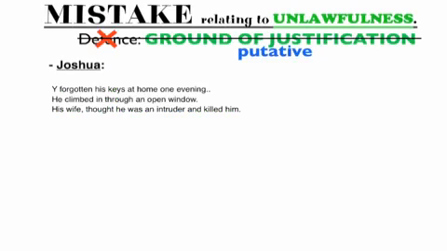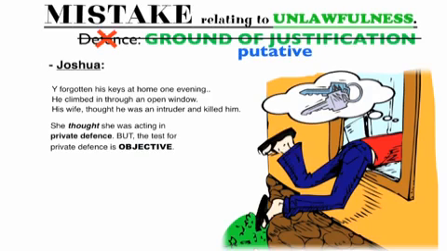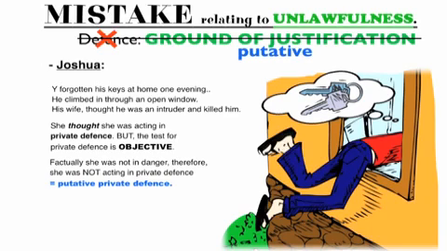In the case of Joshua, Y forgot his keys at home one evening. He climbed in through an open window. His wife thought that he was an intruder and killed him. She thought that she was acting in private defense. But the test for private defense is objective. Factually, she was not in danger, and therefore she was not acting in private defense.